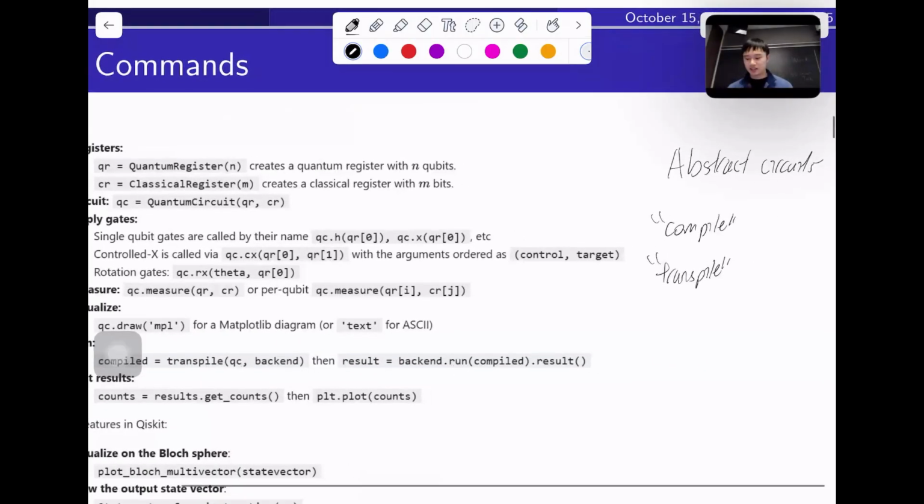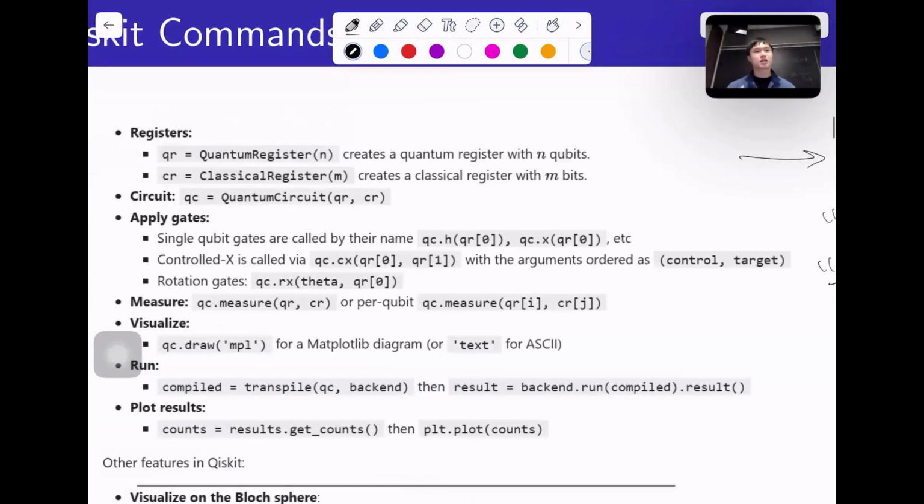But to show how we implement these abstract circuits in Qiskit, I'm just going to go through some of the commands you're going to have to use in Python later on.